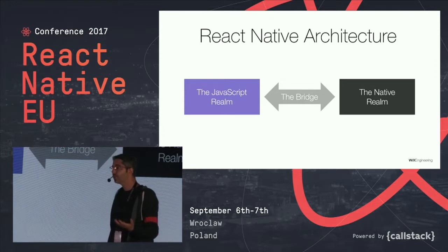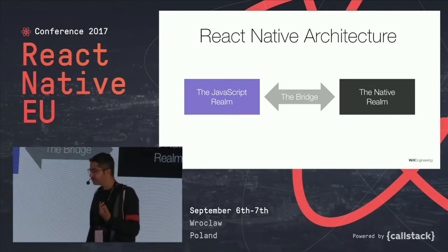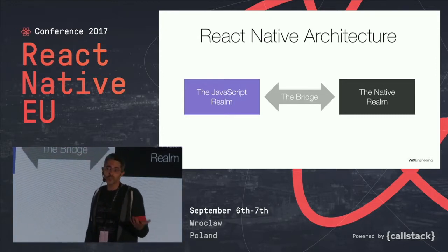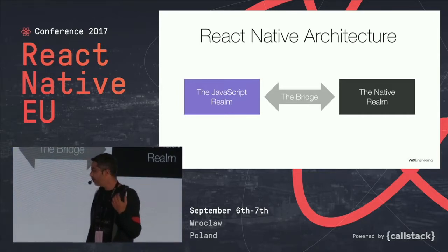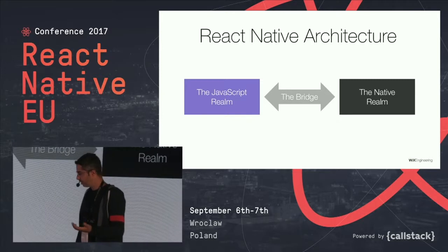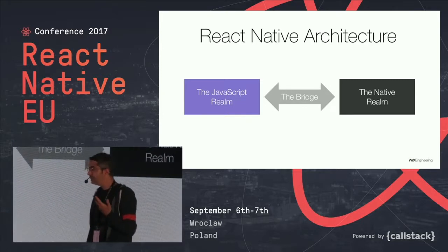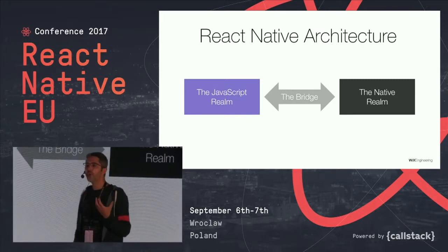Okay, we have the JavaScript realm and we have the native realm. The JavaScript realm is where you write most of your business logic. It's JavaScript, it's easy, it's very productive. You write there with JavaScript naturally. And the second realm is the native realm. That's where all the UI sits.